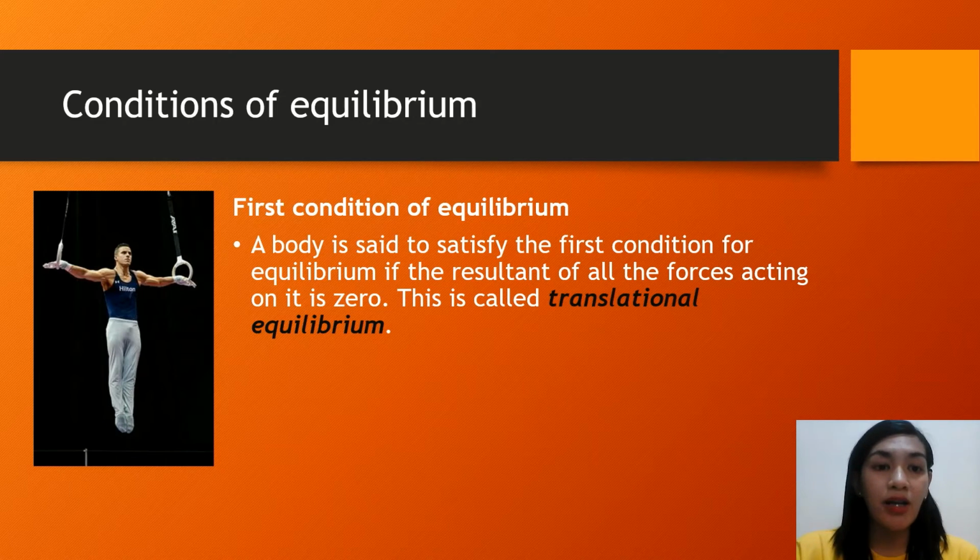Okay, so our example here is a gymnast balancing on the rings. So the weight of the gymnast would be one of the forces. Okay, so it's a downward force. But then your rings would also have another force acting on the person or the gymnast. I mean, there is equilibrium because the forces would be canceling out. Okay, so ibig sabihin, balance yung forces. Kaya yung gymnast, hindi siya magfo-fall down or hindi siya gumagalaw. Okay, so we observe here translational equilibrium.